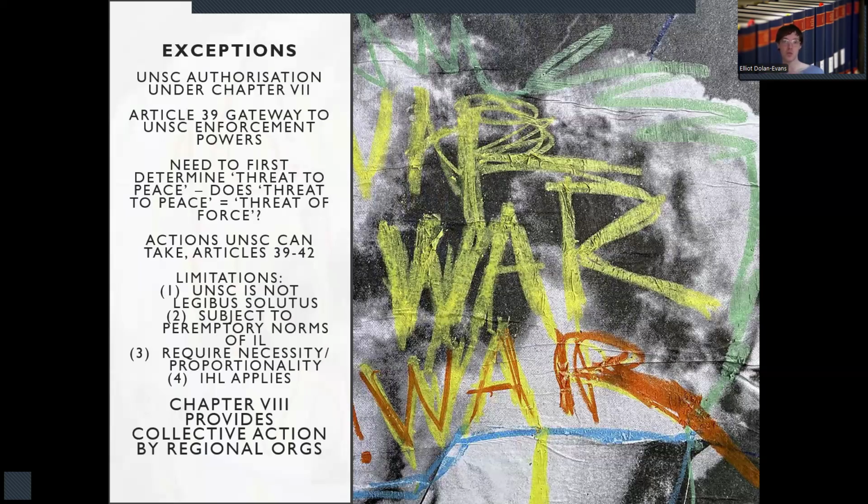Article 52, subsection 1 of the Charter talks about the existence of regional arrangements to help with peace and welfare of the global community. So there's a recognition of various organizations operating within the realms of collective security, but it raises issues about competences allocated between them and the UN.